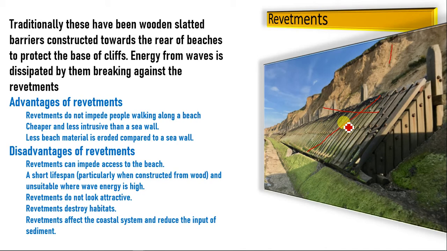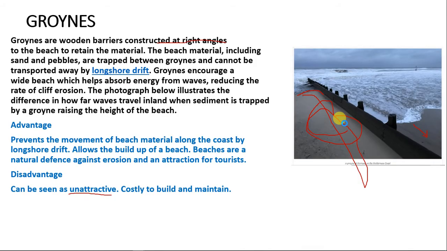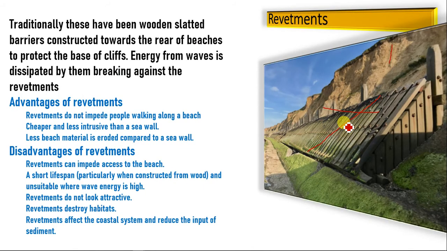So the major difference between this and seawalls is that seawalls are not built to absorb the energy from the wave, but revetment actually absorbs and dissipates the energy from the wave, at the same time protecting the cliff here from further erosional processes.